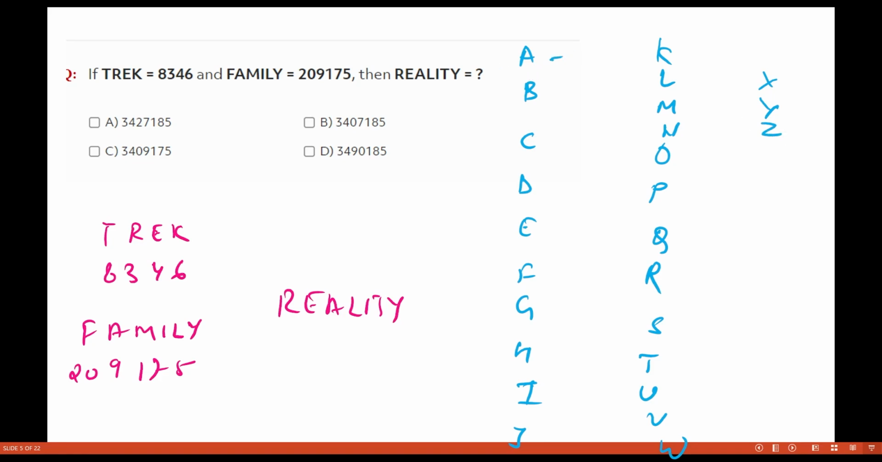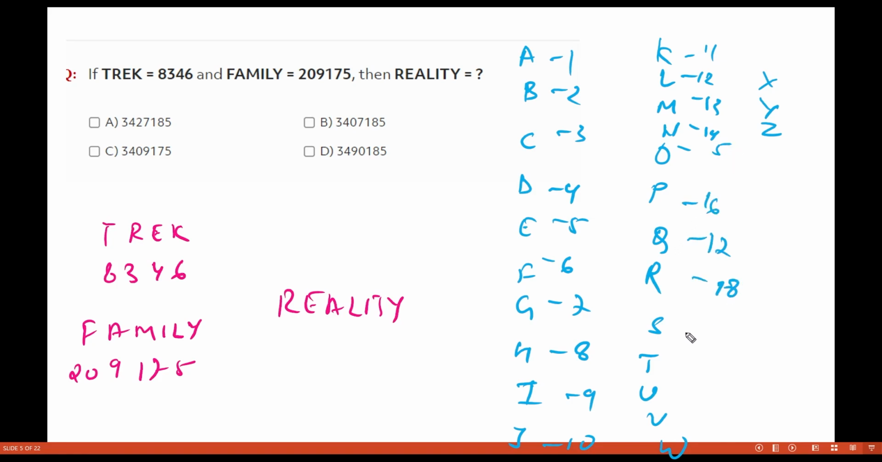RSTUVWXYZ. So A is 1, B is 2, C is 3, D is 4, E is 5, F is 6, G is 7, H is 8, I is 9, this is 10, this is 11, 12, 13, 14, 15, O is 15, P is 16, 17, 18, 19, 20, 21, 22, 23, 24, 25, 26.